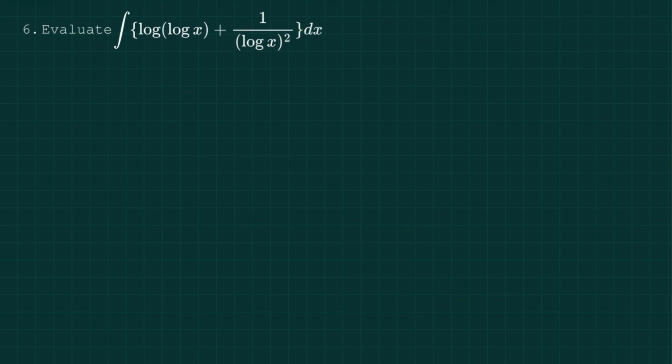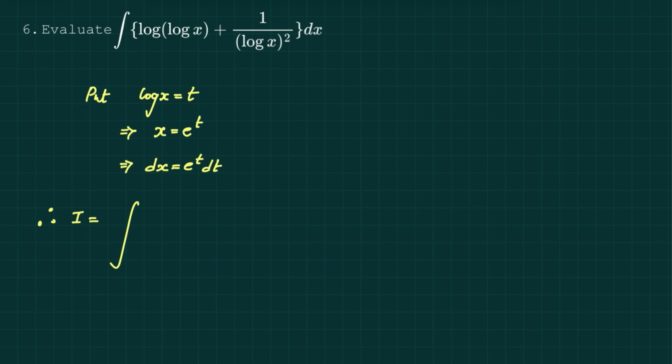Question 6. Integration of log of x plus 1 over log of x whole square, dx. So here also let us put log of x equals t. On doing so, we will have x equals e to the power t, and differentiating both sides with respect to x, we will have dx equals e to the power t dt. Therefore my given integral I will be equal to log of t plus 1 over t square.